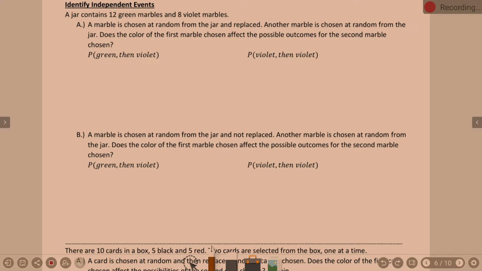The first scenario I'm going to use to explore this: what would be the probability of drawing a green marble and then drawing a violet marble? Individually, one at a time, what's the probability of drawing a green marble? 12 out of 20, because there's 12 and 8. For green, there's 12 marbles out of a total of 20 marbles.